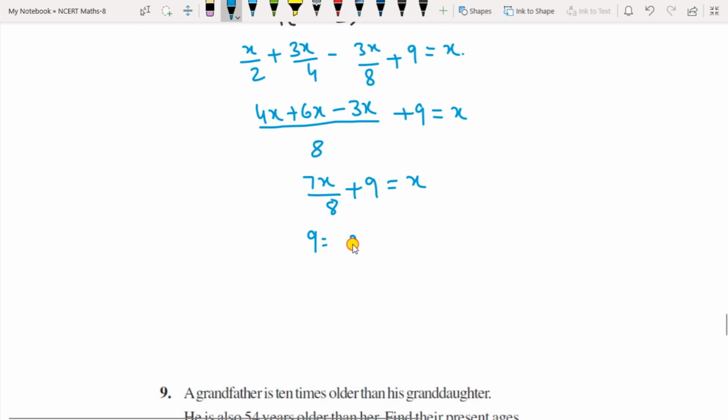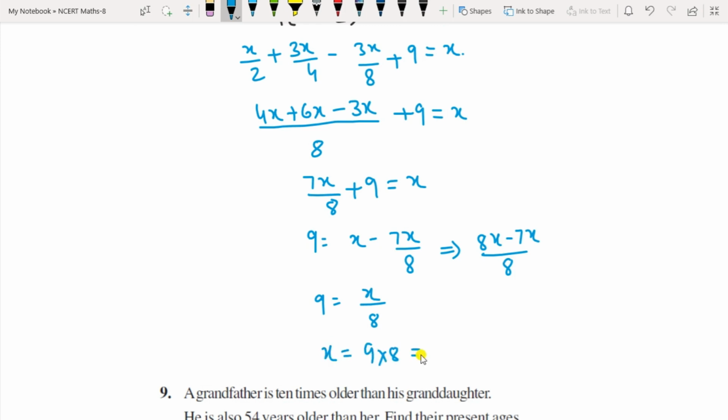Let us get some space. So 9 equal to x minus 7x by 8. So that becomes here 8x minus 7x by 8. So it gives 9 equal to x by 8. So x equal to 9 into 8. 9 8s are 72. Okay. So 72 is the total number of deer.